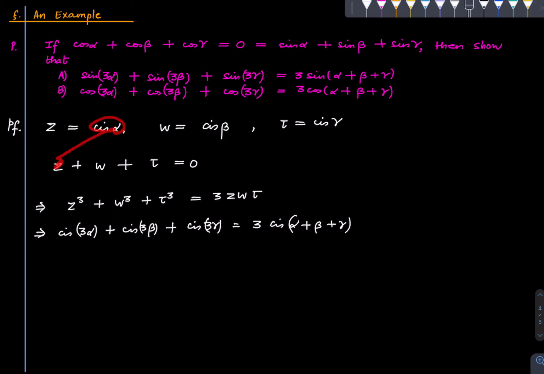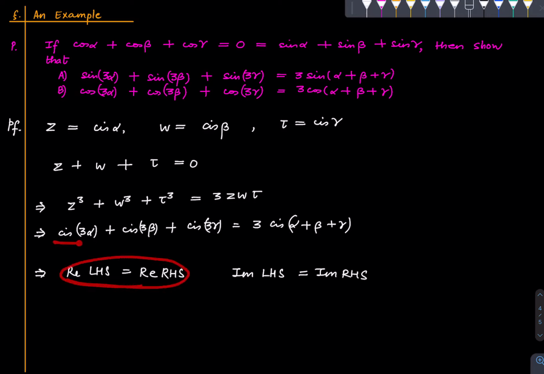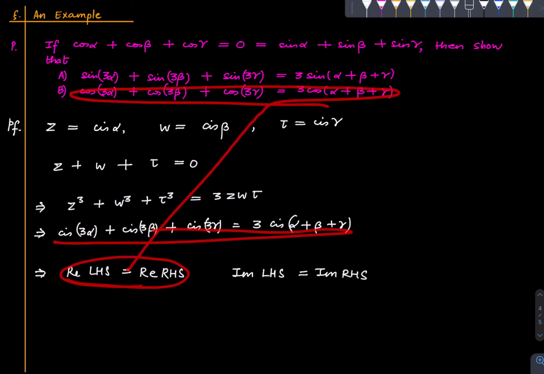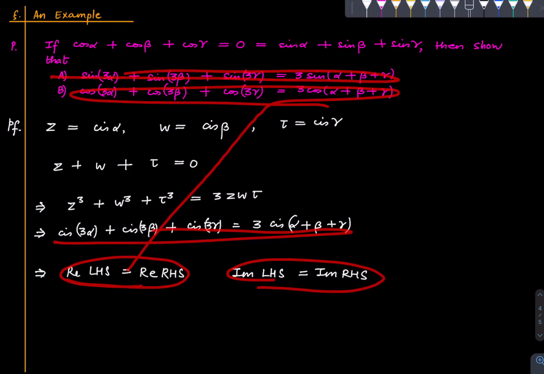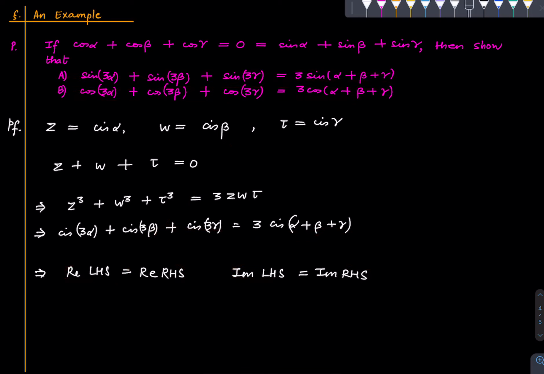Because z is cis alpha, so z cube is cis 3 alpha. This is de Moivre's theorem. w is that, the left side follows that way. For the right side, we have cis alpha, cis beta, cis gamma, so it's cis alpha plus beta plus gamma. Okay, wonderful, which implies real part of the LHS is real part of the RHS, and imaginary part of LHS is imaginary part of RHS. And thus, if you just compare the real parts, you will get the second one. And if you compare the imaginary parts, you will get the first one. And that's it. That's a very simple proof of this daunting looking problem.